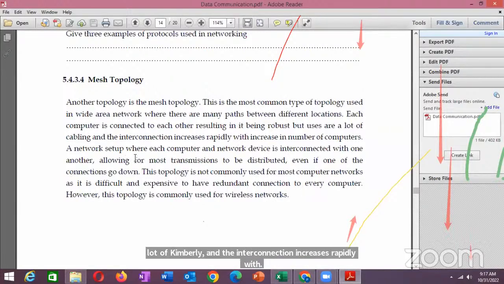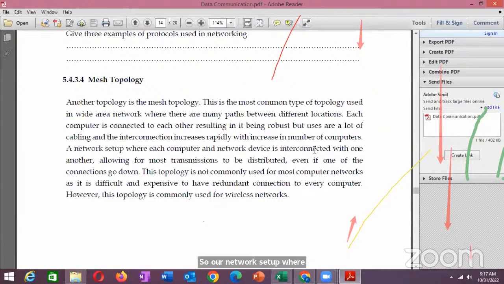So it is a network setup where each computer and network device is interconnected with one another, allowing most transmissions to be distributed, even if one of the connections goes down. This topology is not commonly used for most computer networks, as it is difficult and expensive to have redundant connections to each computer. However, this topology is commonly used for wireless networks.